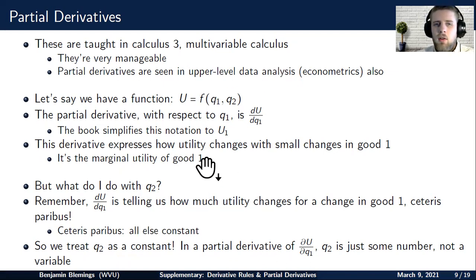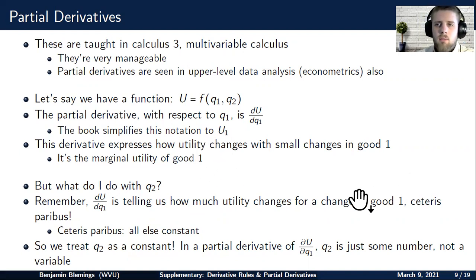The partial derivative with respect to q1 is just this du dq1. Those should actually be curly d's, like these down here. And you should know that the book is just going to simplify this notation to u subscript 1. And this derivative, you need to think about what it means. It means, how does utility change with small changes in just good 1? So it's the marginal utility of good 1.